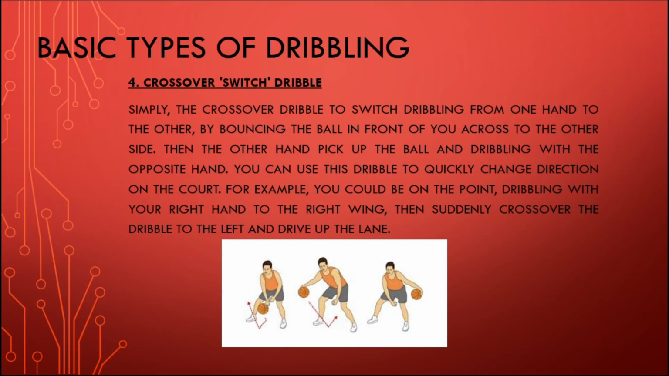Then, last is the crossover switch dribble. Simply, the crossover dribble is to switch dribbling from one hand to the other by bouncing the ball in front of you across to the other side. Then the other hand picks up the ball and dribbles it with the opposite hand. You can use this dribble to quickly change direction on the court. So that is the crossover or the switch dribble.